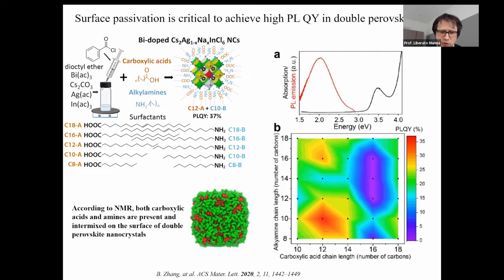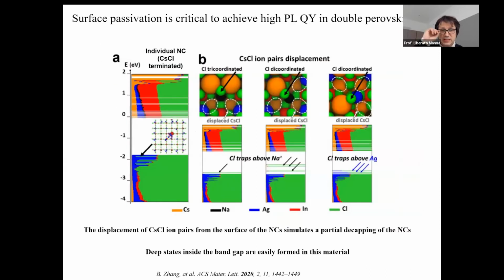And the maximum PL quantum yield could be reached by, let's say, a carboxylic acid which has an alkyl chain of C12, and an amine which has an alkyl chain of C10. And the quantum yield is only 37%, okay? So the point is that despite trying very hard to improve the synthesis of nanocrystals, the PL quantum yield is much lower than in the bulk. So there is something here that is very much different from the standard perovskite nanocrystals, and maybe there are trap states on the surface.